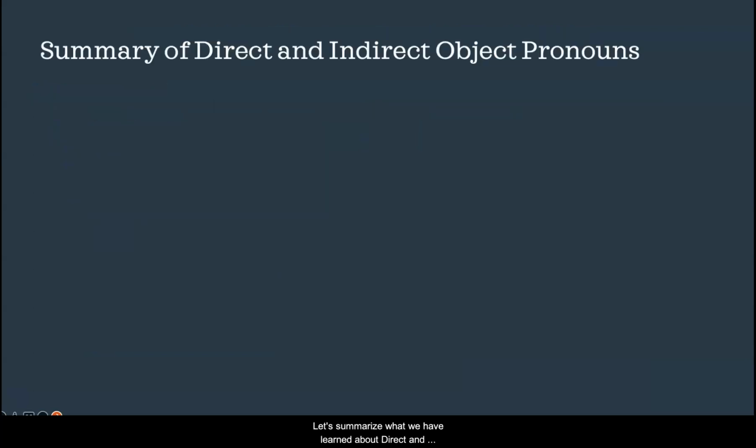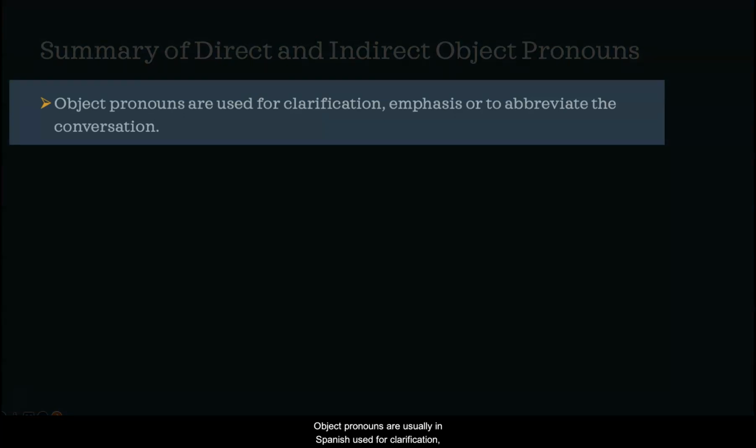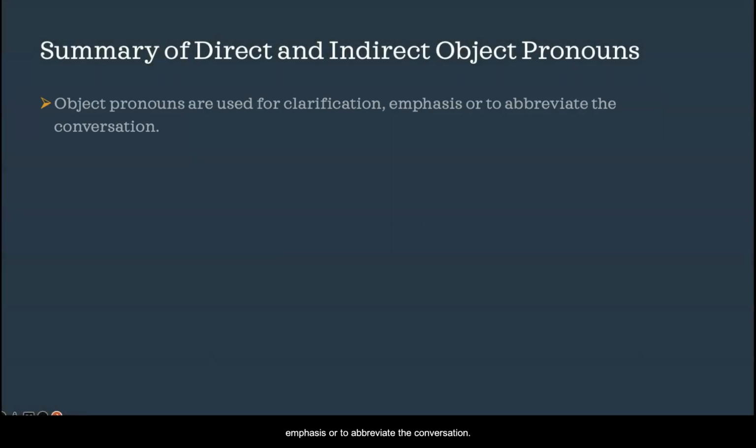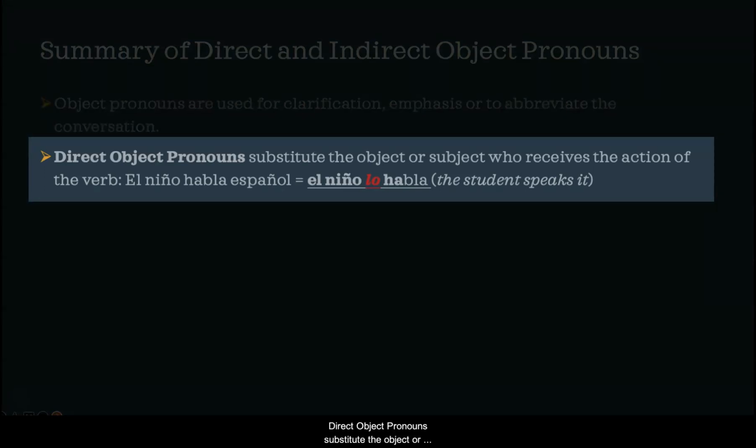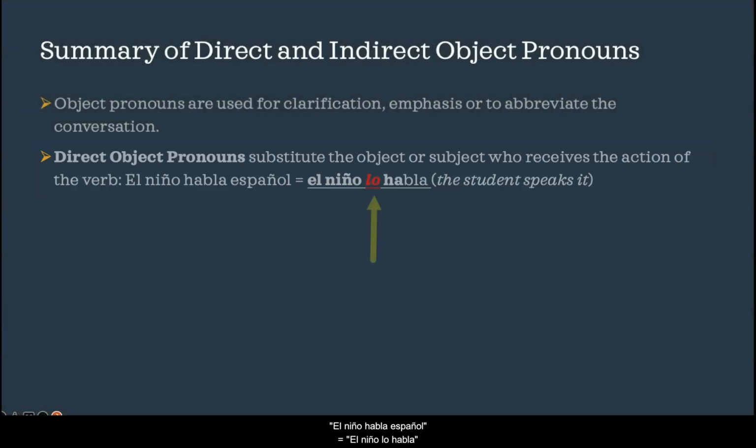Let's summarize what we learned so far about direct and indirect object pronouns. Object pronouns are usually used in Spanish for clarification, emphasis, or to abbreviate a conversation. Direct object pronouns substitute the object or subject who receives the action of the verb. Example, el niño habla español. El niño lo habla. Lo referring to Spanish. The student speaks it.